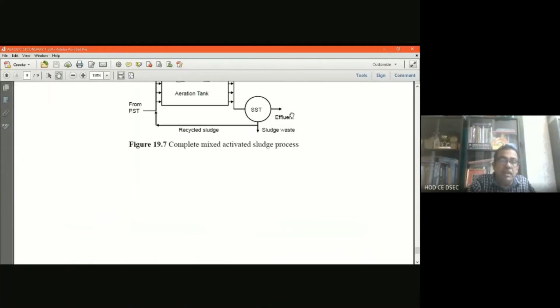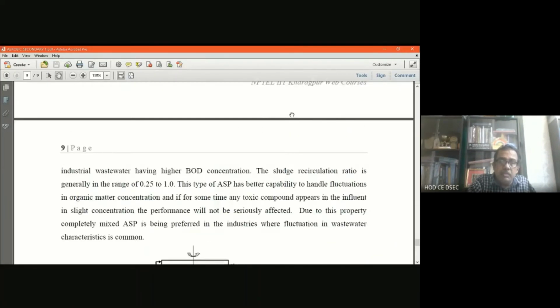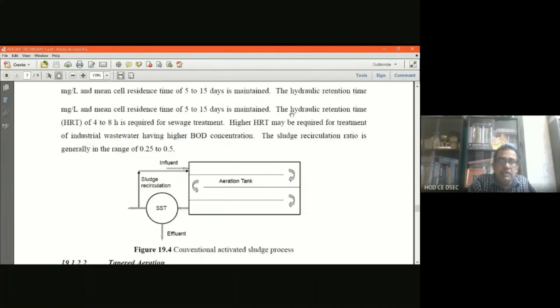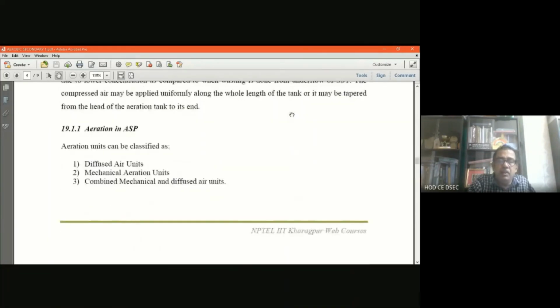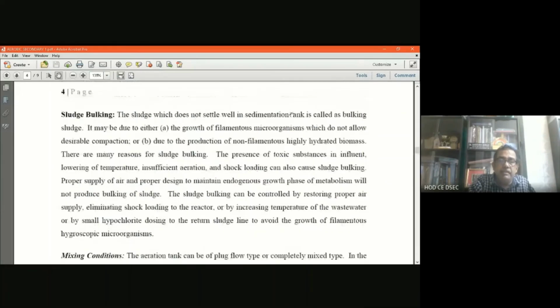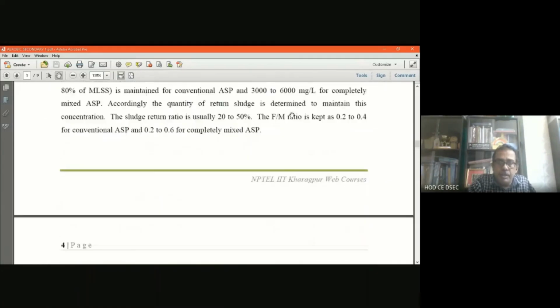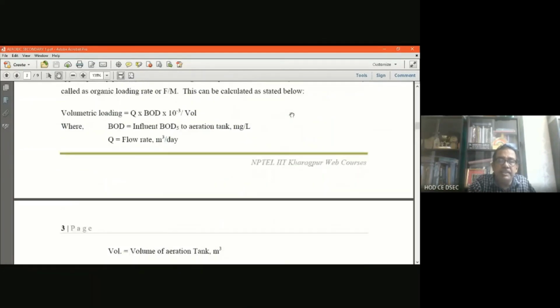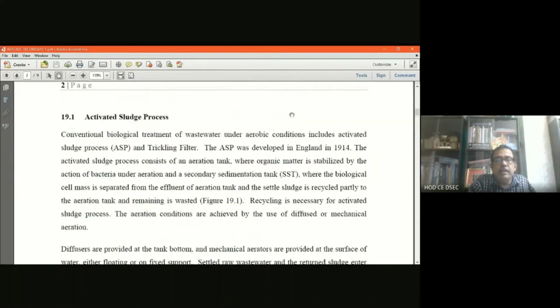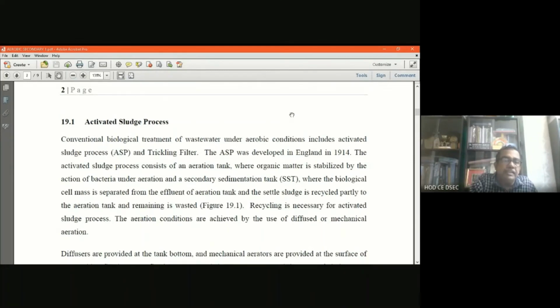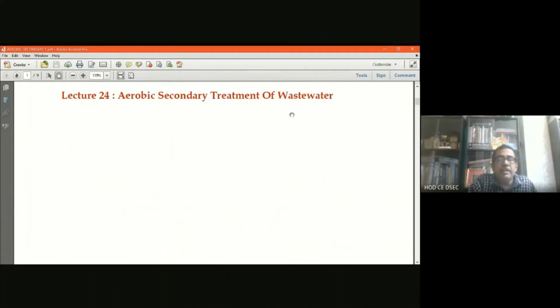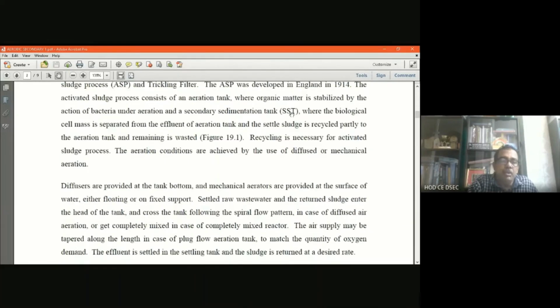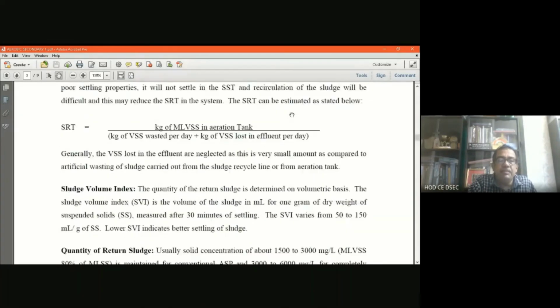So this is all about the ASP, the consideration of design. I have told you the different parameters: the organic loading rate, volumetric loading rate, then the SRT, solid retention time or mean cell residence time, HRT, hydraulic retention time, then the aeration rate of different aeration systems, diffuser and mechanical systems of aeration, and the flow conditions, that is the plug flow and the mixed flow.